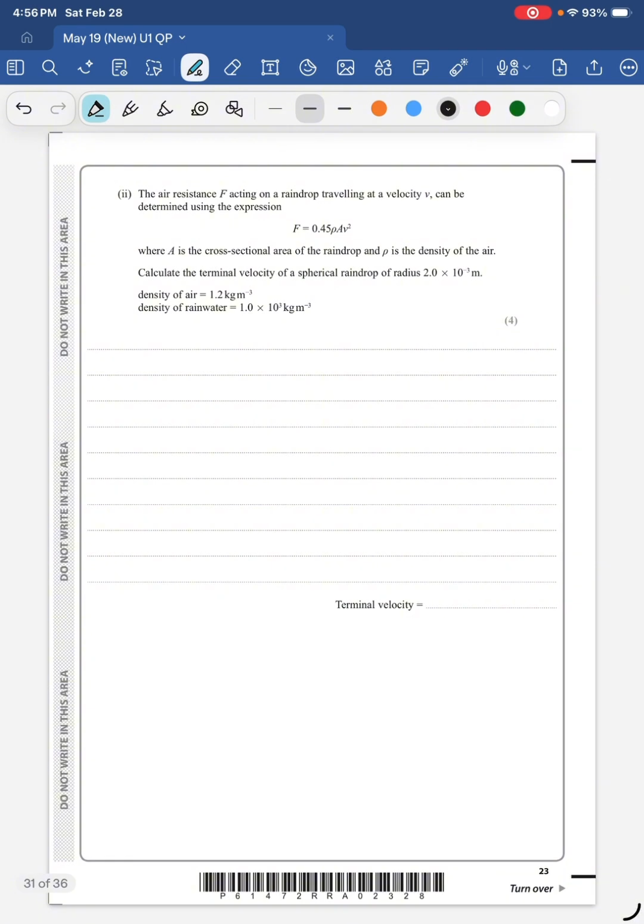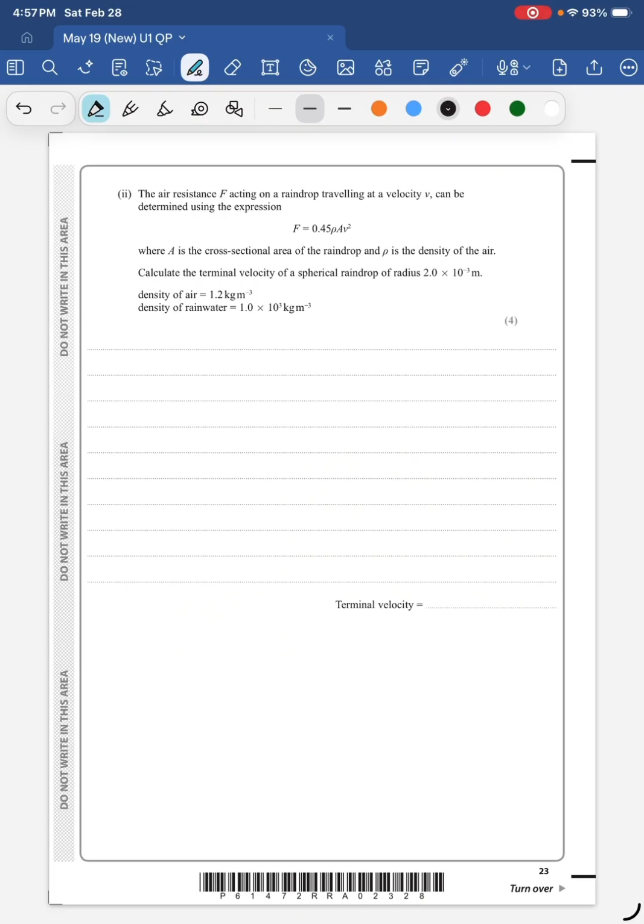Part 2. The air resistance F acting on a raindrop traveling at a velocity v can be determined using the expression over there. Force is equal to 0.45 times rho times A times v squared. Rho is probably density, A is probably cross-sectional area, and v squared is the velocity. Yes, exactly, where A is the cross-sectional area of the raindrop and rho is the density of air. Calculate the terminal velocity of a spherical raindrop of radius 2 times 10 to the minus 3 meters. They give you the density of air and the density of the rainwater.